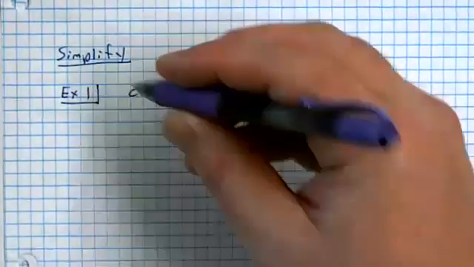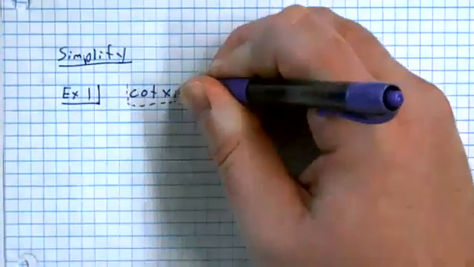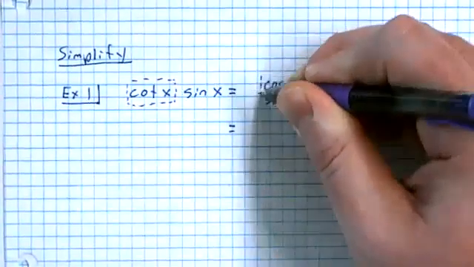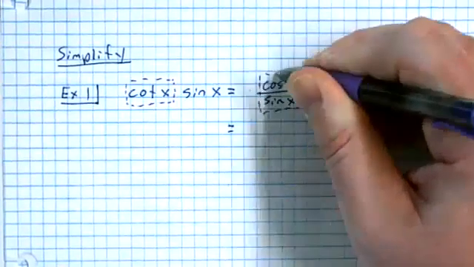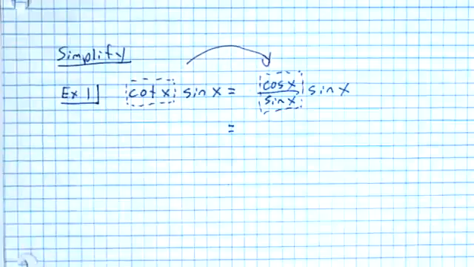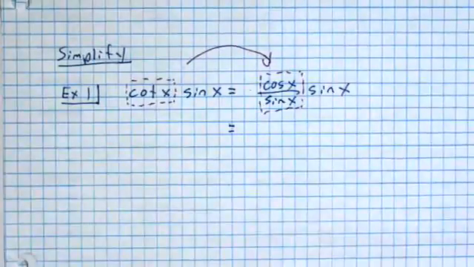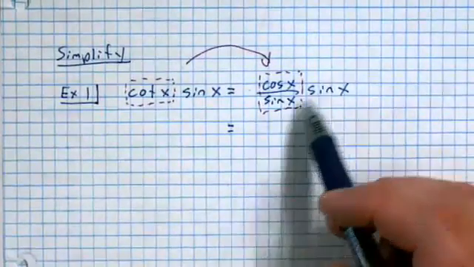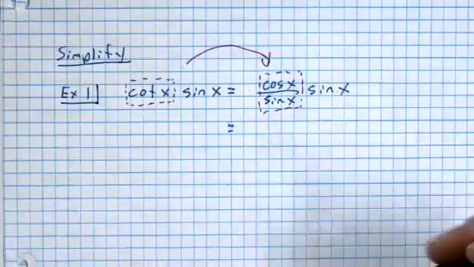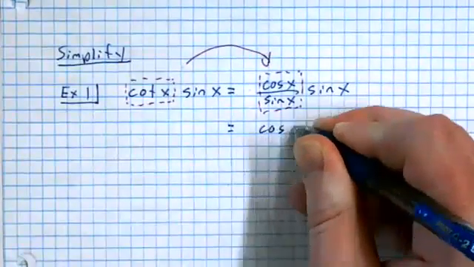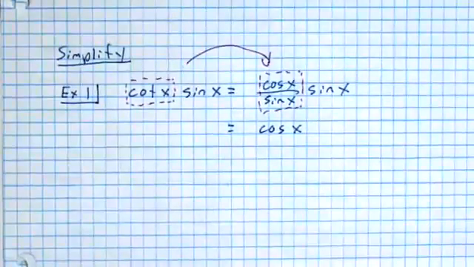Okay, I'm just going to do a little outlining here. I wouldn't normally do this in my work, but this is becoming this, right? And what's going to happen when we multiply cosine x over sine x by sine x? These sines are going to cancel, aren't they? Cosine x. And I'd say that's as simple as we're going to get. So that's my answer.